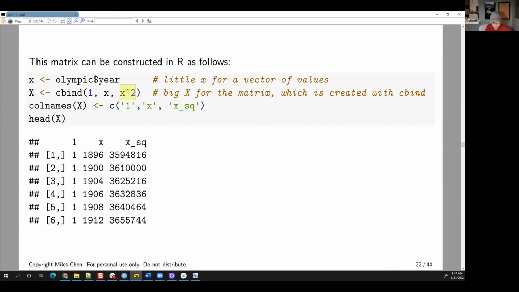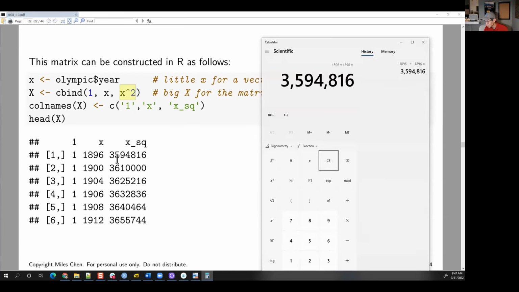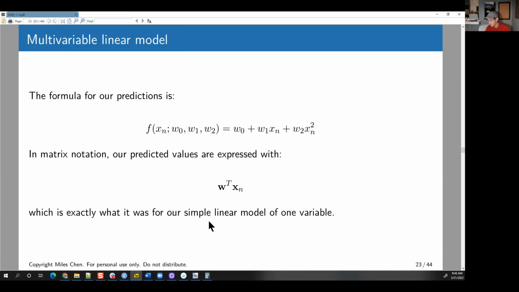And so we're getting really big numbers, because if you do 1896 times 1896, you get 3,594,816. Just looking at the first 6 rows in our data set, we're getting these really big numbers. Okay, but it's fine. Let's see if we can do this.